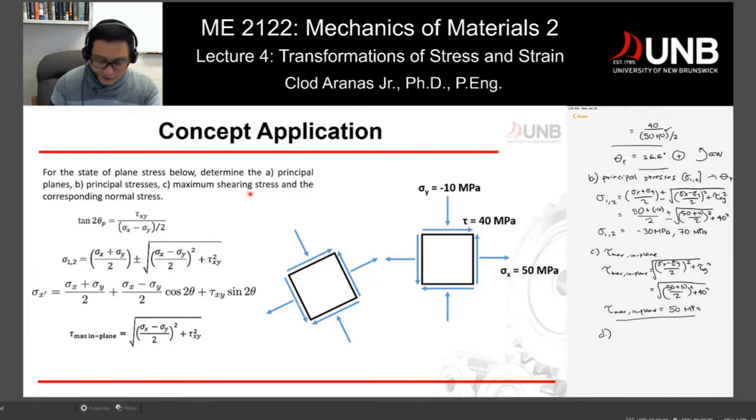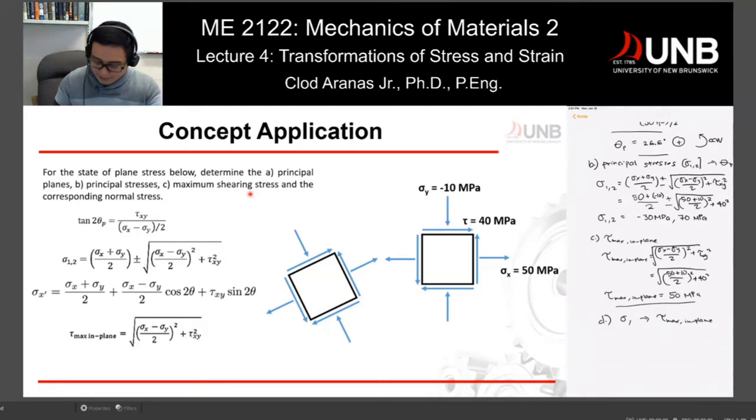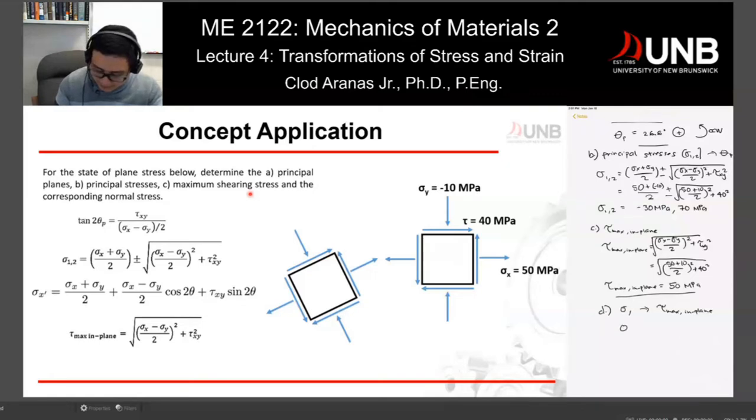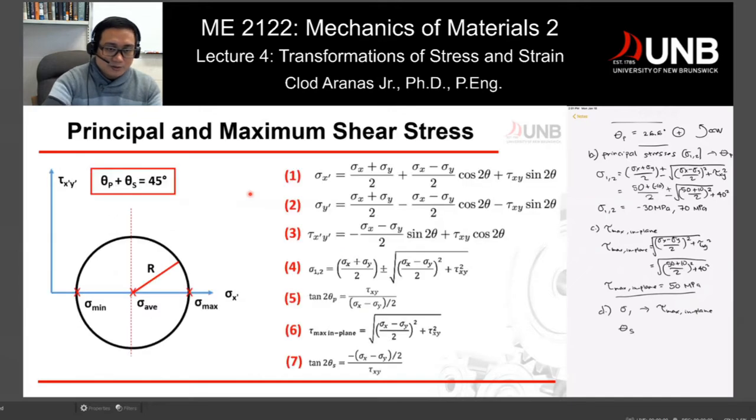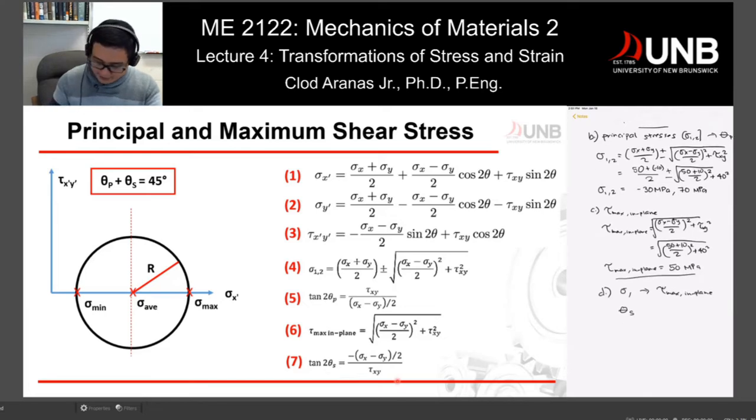So let's find that. We need our normal stress associated with the tau max in plane. Again, if you talk about principal stresses, your tau is always 0. It's not the maximum. So you need a different rotation in order to get your maximum, and that's defined by theta sub s. How can we determine theta sub s? We look back at the equations and we see we have theta sub s at number 7, and we can use it there.